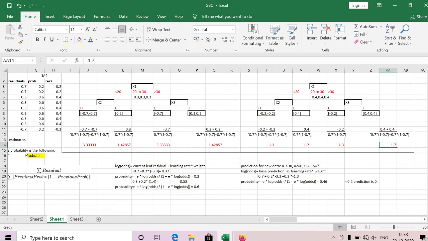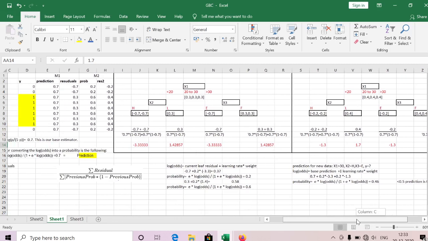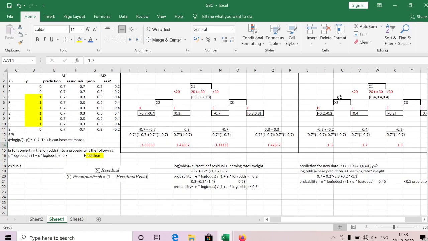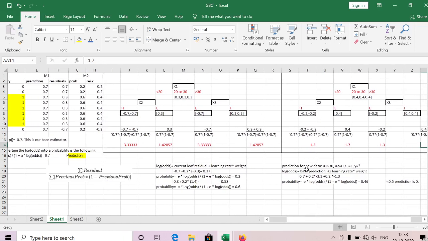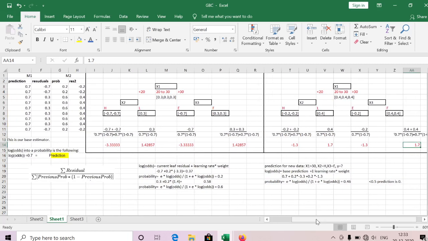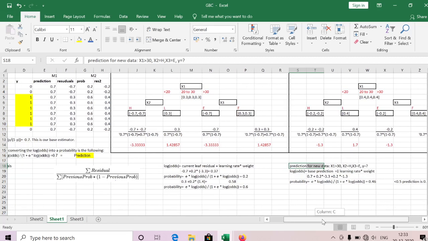Okay, now I know how to calculate the residual for the next tree, and also how to calculate the weights. Now I have new test data, and we'll see how to calculate the prediction for the new data. For example, if my x1 is greater than 30, x2 is high and x3 is e, what is my y, whether it is true or false, 1 or 0. I want to calculate this using the formulas.